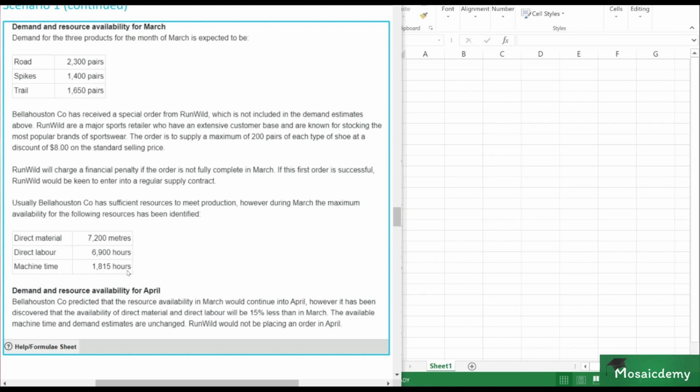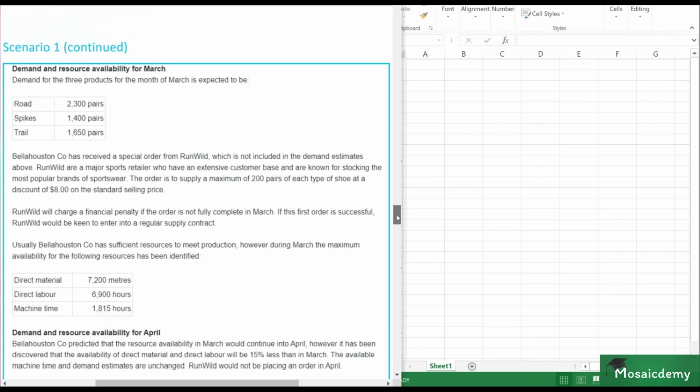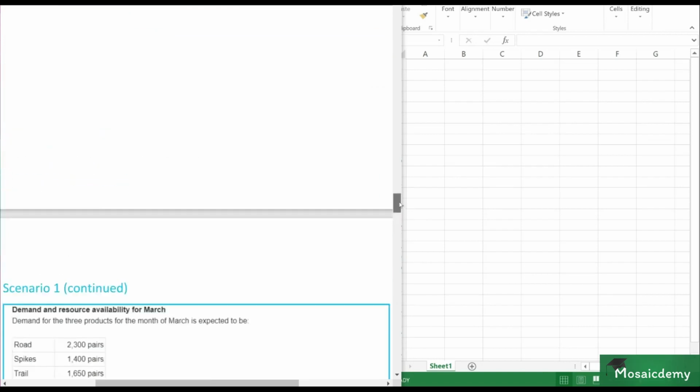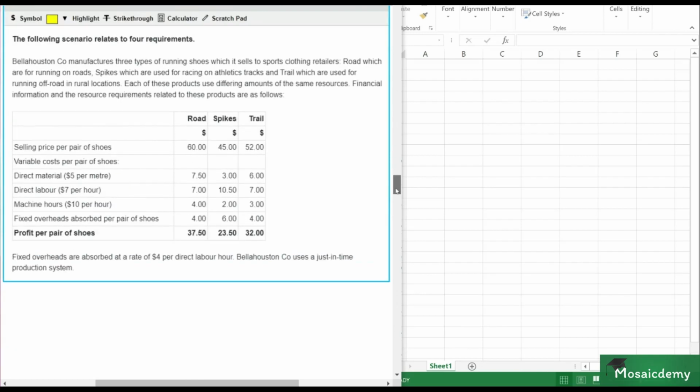This is what we need in order to find our limiting factor. So it's going to be either materials, labor hours, or machine time. And the way we'll do the calculation is we'll take the total number of pairs we need to make for each shoe and find how many meters that will require, how many labor hours it will require, how many machine hours it will require. And how do we know how to find that information? Well, we have the number of pairs given in the table here, plus the 200 for each of the pairs for the Run Wild order, and we can find the meters per unit, or pair, the labor hours per pair and machine hours per pair from the table here.